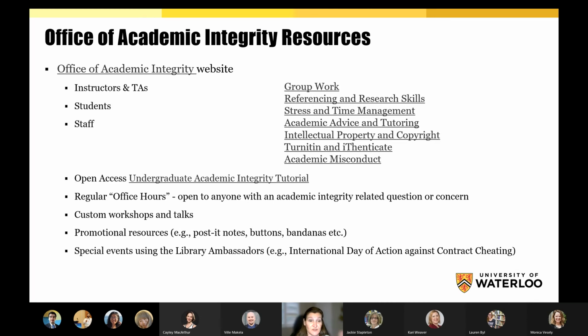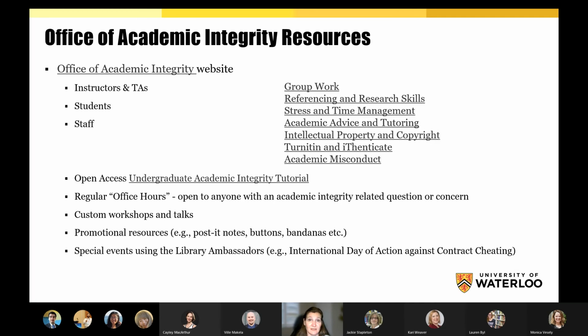Some other offers or resources that we have is an undergraduate academic integrity tutorial. For undergraduates, we have this open access tutorial, which we've just launched and put on our website, and any student can access it right actually through this link. So when you get the slides, feel free to check that out.